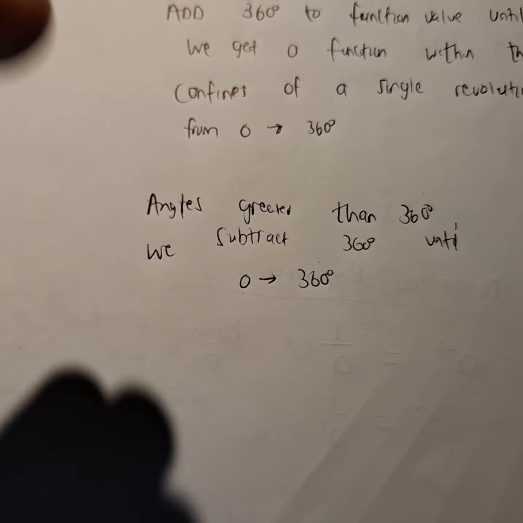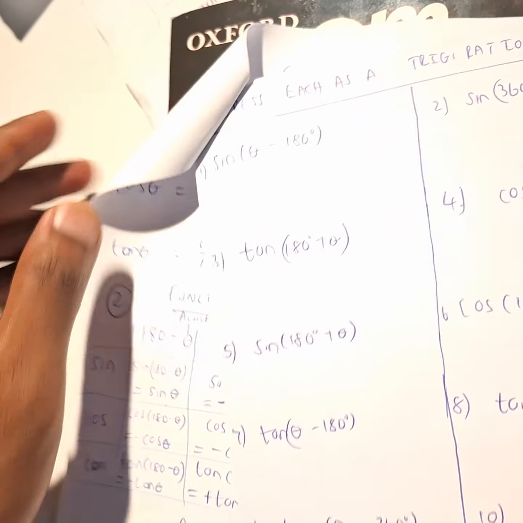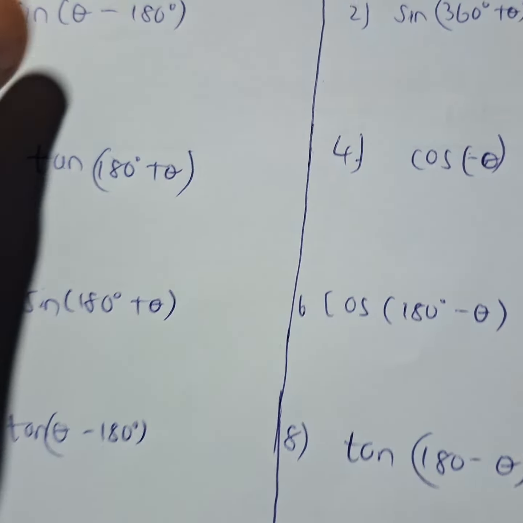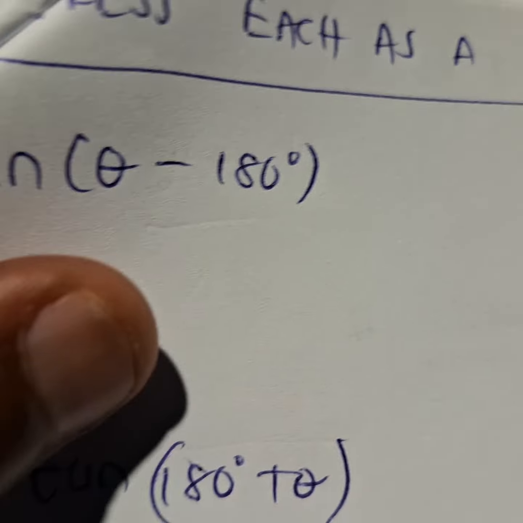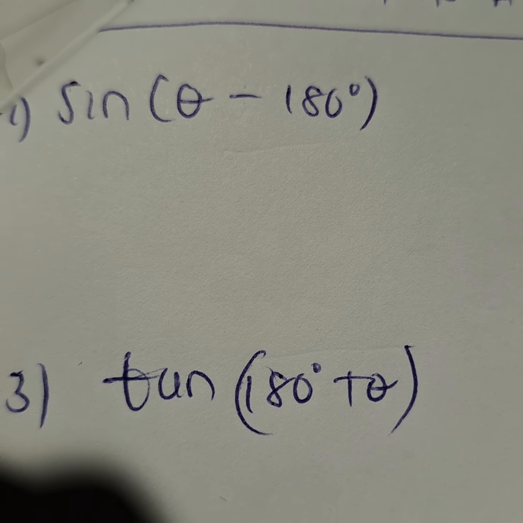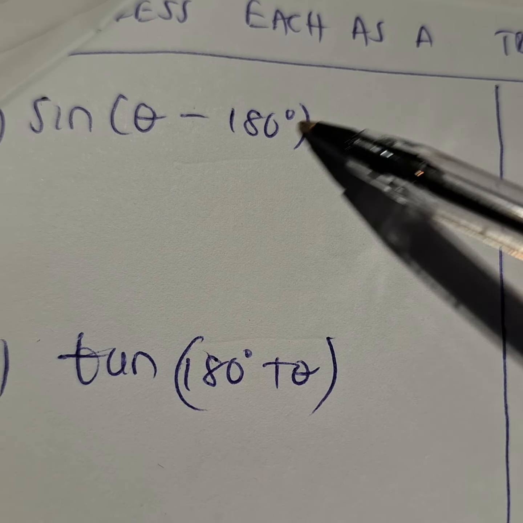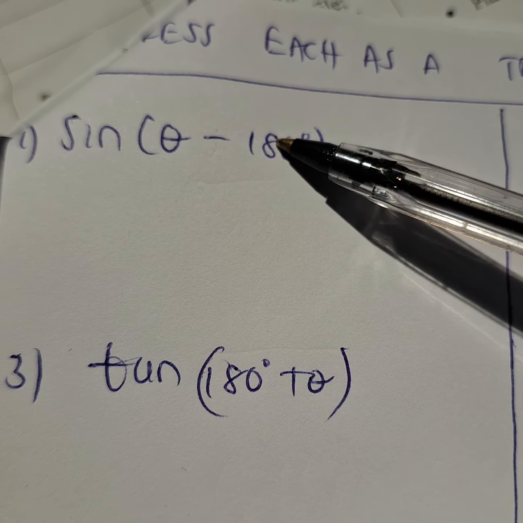Alright, now let's quickly look at a few examples so that you can learn to appreciate what we mean by all of this addition and subtraction. So here's the first question. We need to reduce sine of theta minus 180. It's very evidently clear that this negative 180 is a negative angle.